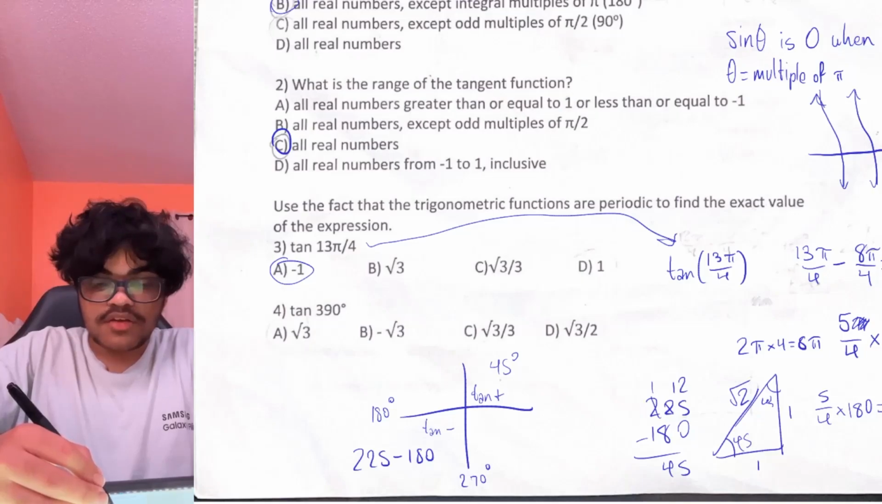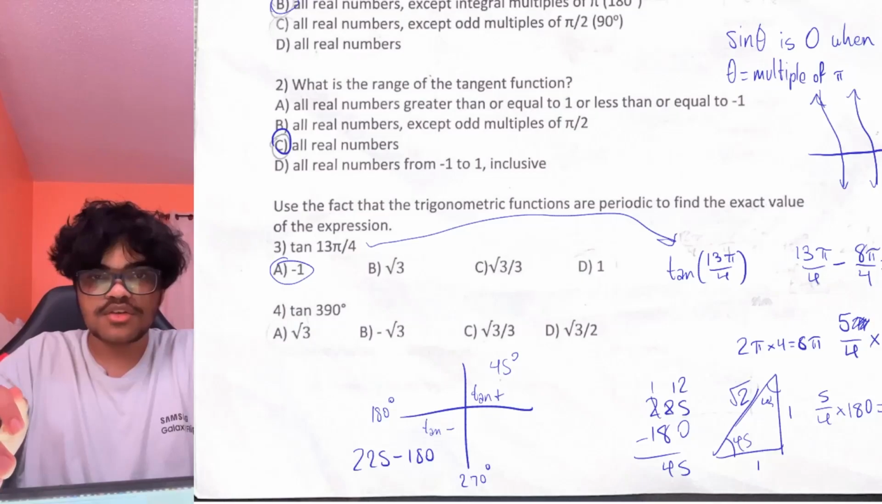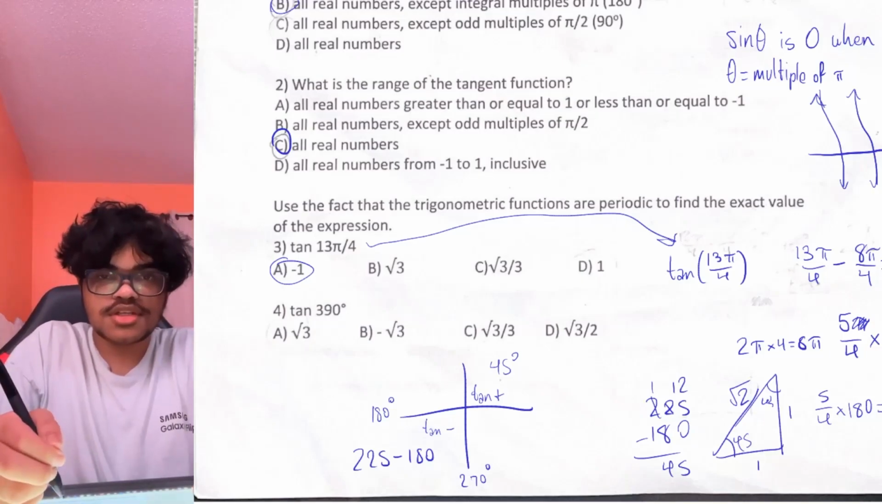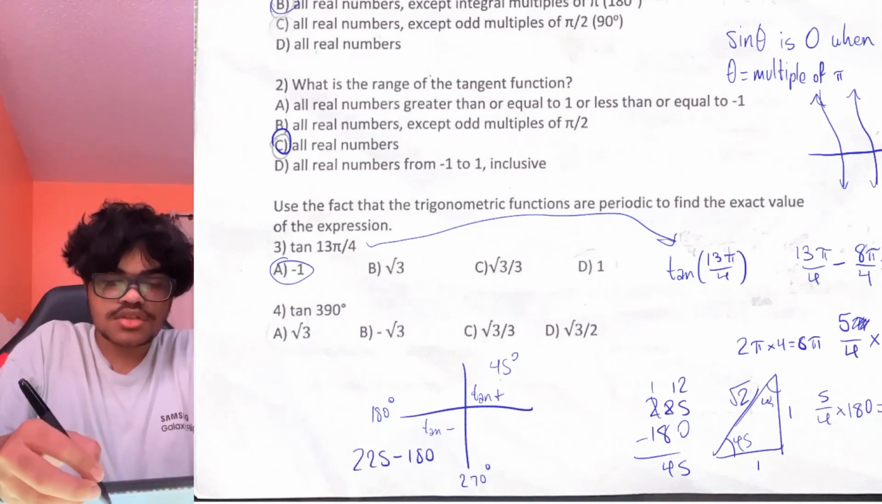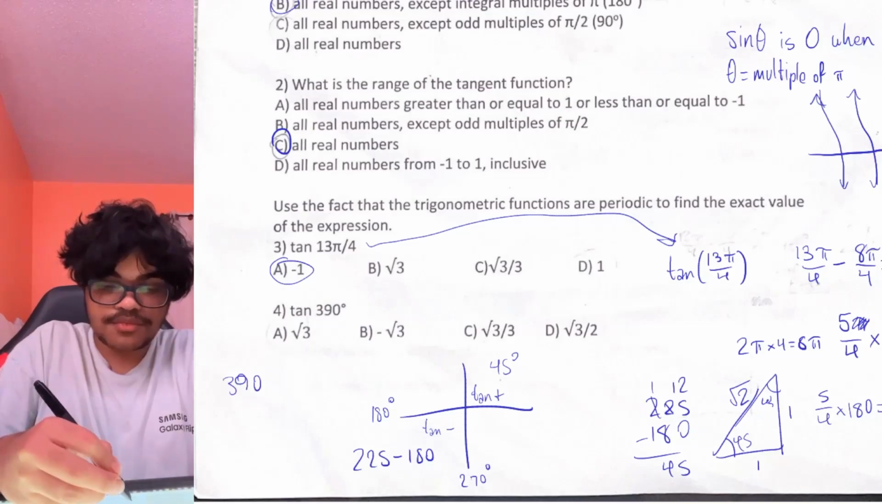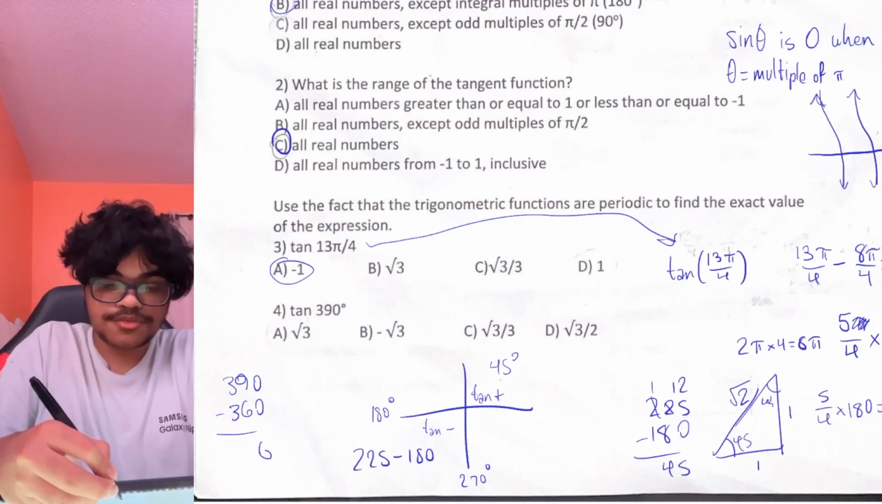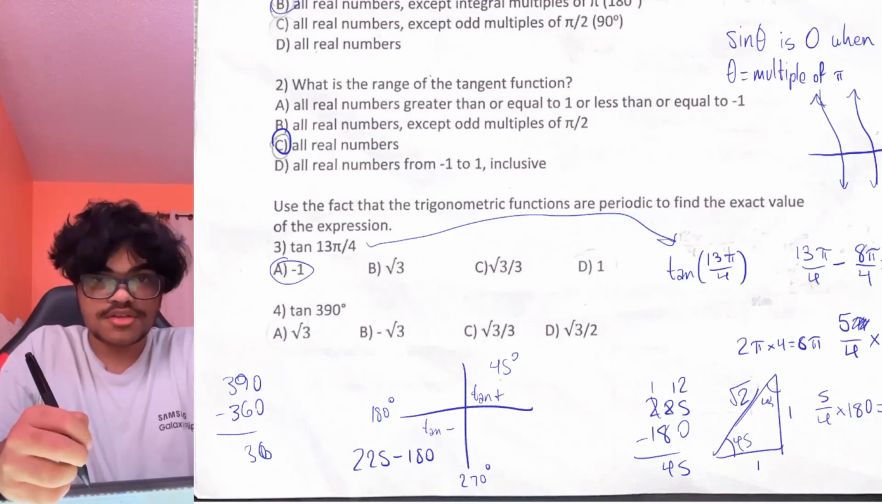Alright, now we have to find tangent of 390 degrees. This one's a bit simpler because we don't have to convert from 5 pi over 4 to another angle and then find the reference angle. We can just subtract 360 degrees because remember, 360 degrees is equal to 2 pi. So let's just subtract 360 from 390. Remember, we'll still get the same answer. 0, 3, and these just cancel out to be 30. So our angle that we have to use is 30 degrees.